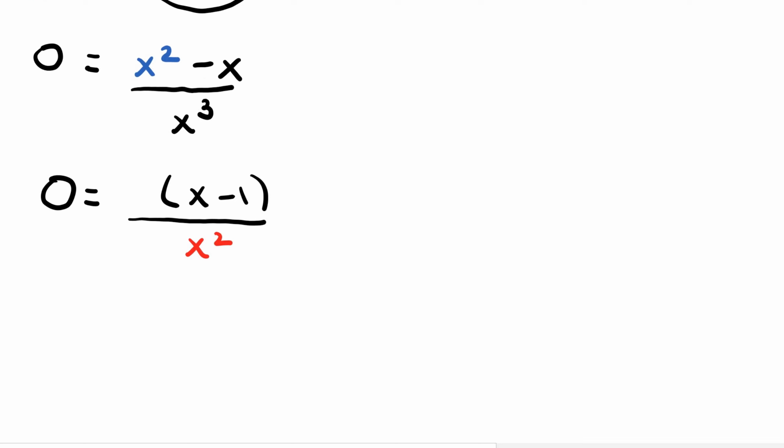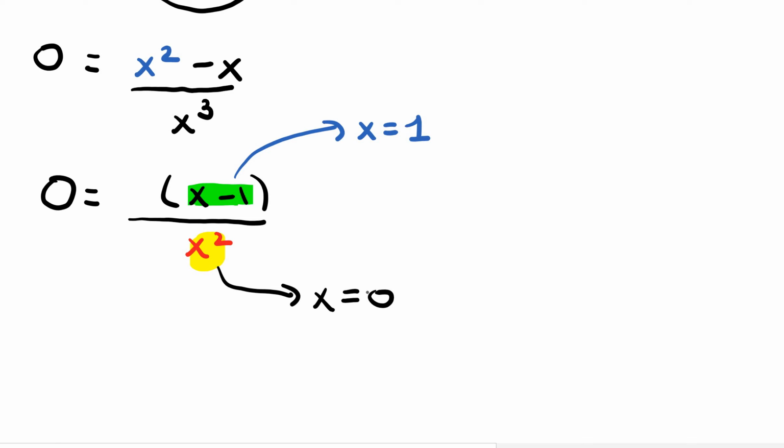Okay, when I look for the critical points now, critical points just basically mean when is the derivative equal to 0 or when is the derivative undefined. Now, when the derivative is equal to 0, I take my numerator here and set that equal to 0, so this gives me an answer of x equals 1. And if I look at the denominator, if x equals 0 there, that will make my derivative undefined. So my two critical points are x equals 1 and x equals 0.